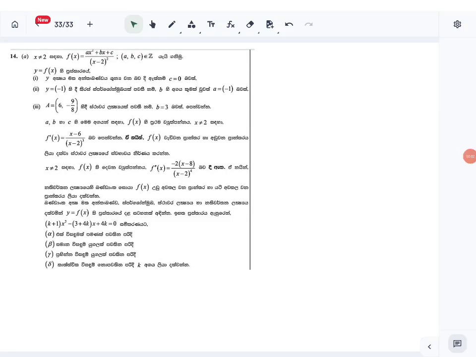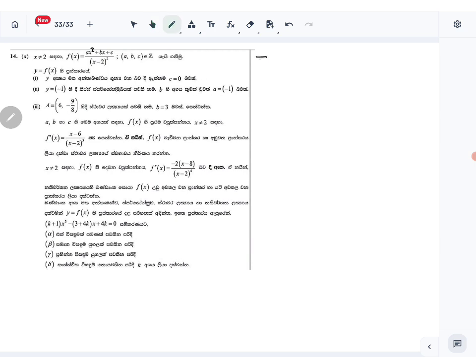Okay, let's look at question number 14, part A, the graphing question using differentiation. So, given this is ax squared, x is not equal to 2, f(x) is given by this, and in the f(x) curve, the y-intercept is 0. Then we have to show c equals 0, right?